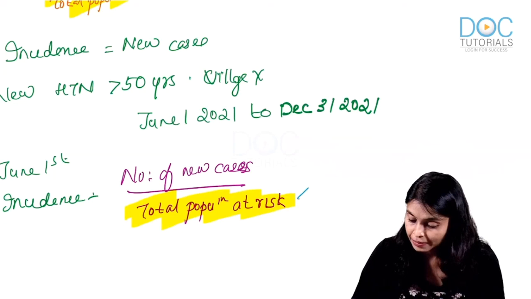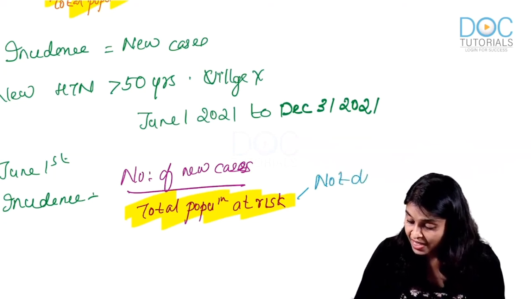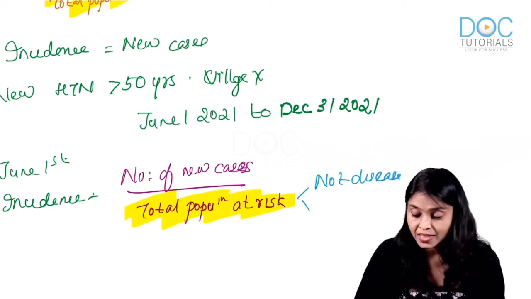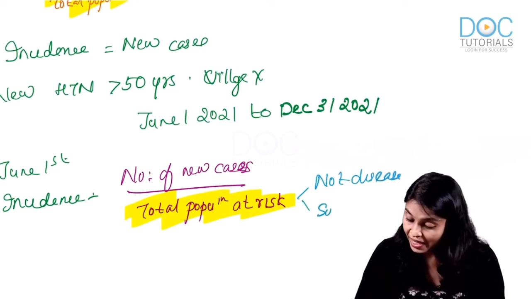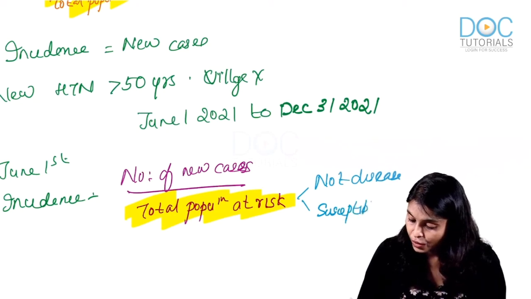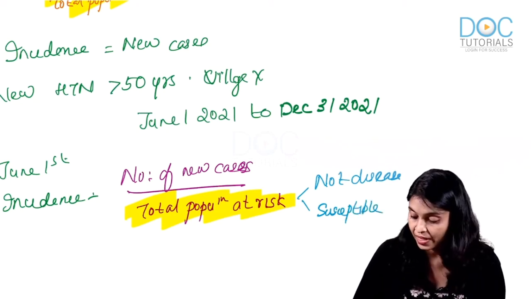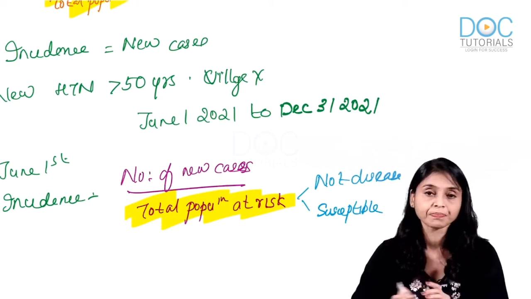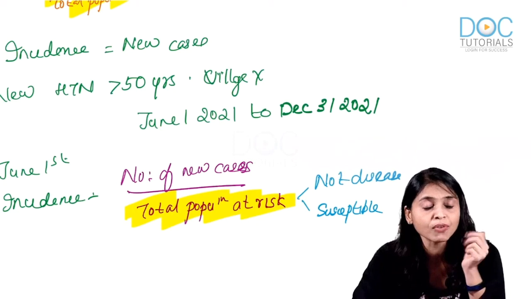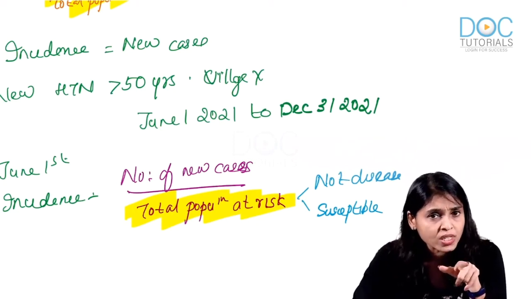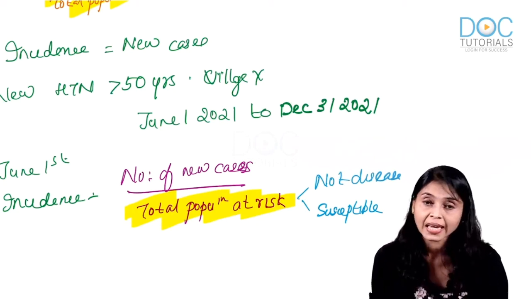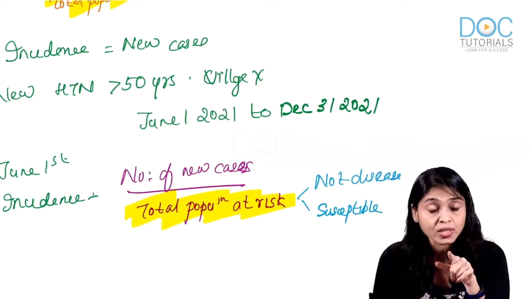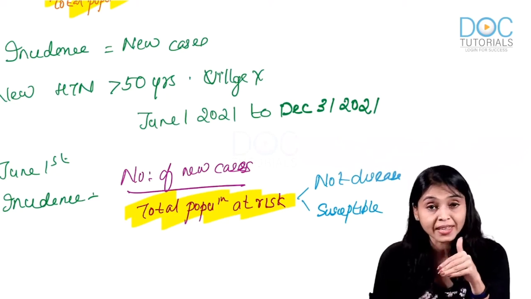Here, disease means the disease that you are trying to find out in future. And each and every person is equally susceptible to develop the disease. What do you mean by this? Listen, suppose I want to find out the incidence of measles. Can I include those children who are immunized for measles in the denominator? No, because they are not at risk to develop the disease. Can I include those children who already got measles in the denominator?